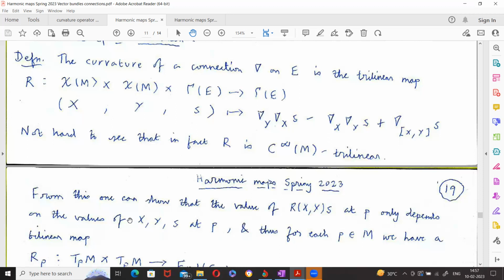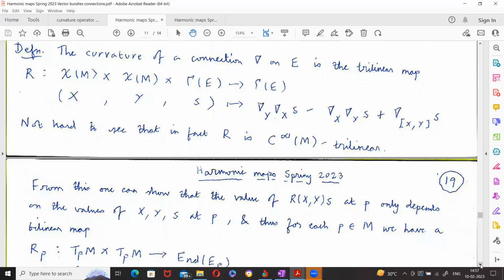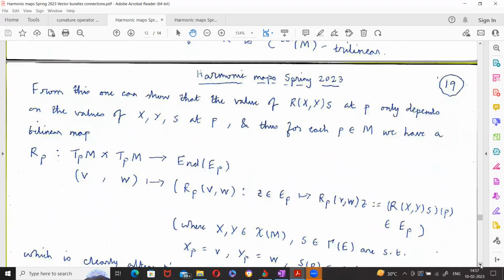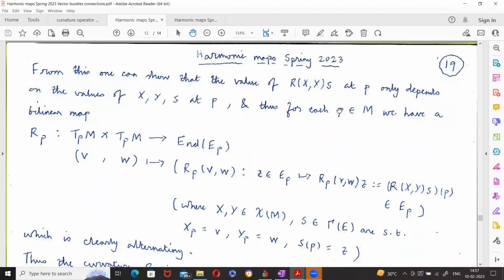So it does not even depend on the values in a neighborhood. It just depends on the values at the point P. Okay, so I leave that to you to show as an exercise. And so it follows that for each point P in M, we therefore get a map R sub P.